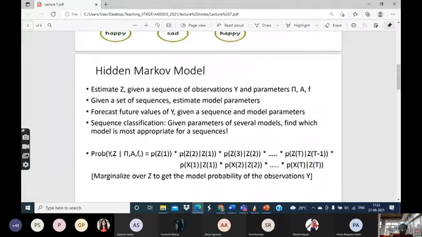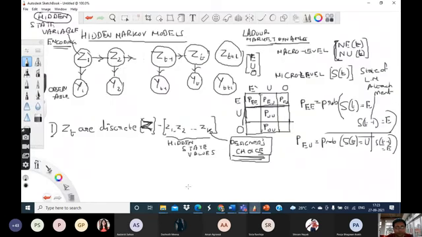Let us just assume that there is an algorithm to do that, and that algorithm we call the Baum-Welch algorithm. So the Baum-Welch algorithm is used to estimate HMM model parameters.